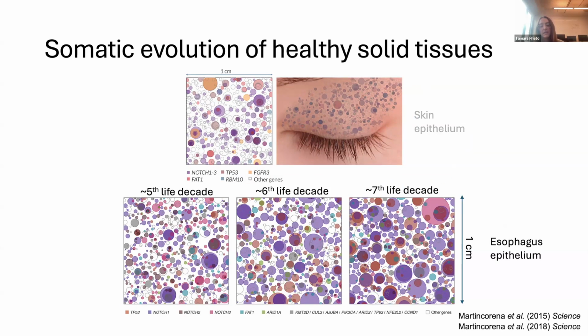And you can see that by the 7th decade of life, most esophageal epithelial cells carry pathogenic mutations in NOTCH1, NOTCH2, NOTCH3, TP53, and many other genes, but yet the tissue remains histologically normal and non-malignant.